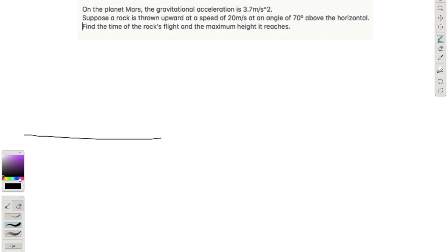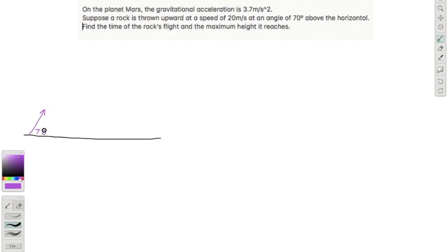On the planet Mars, the gravitational acceleration is 3.7 meters per second squared. Suppose a rock is thrown upward at a speed of 20 meters per second at an angle of 70 degrees above the horizontal. Find the time of the rock's flight and the maximum height it reaches.